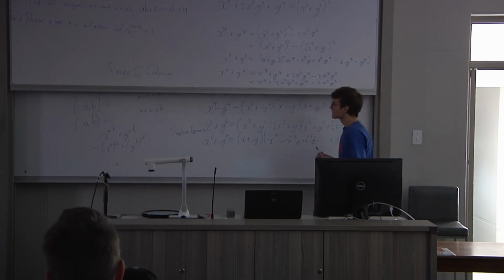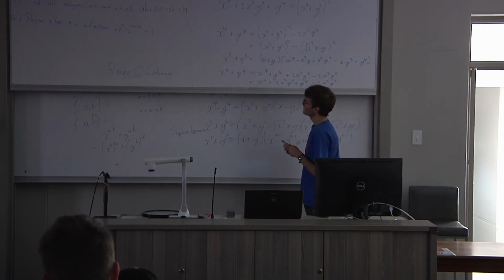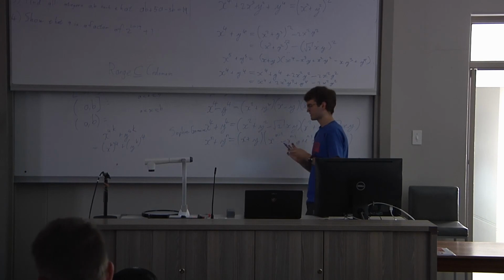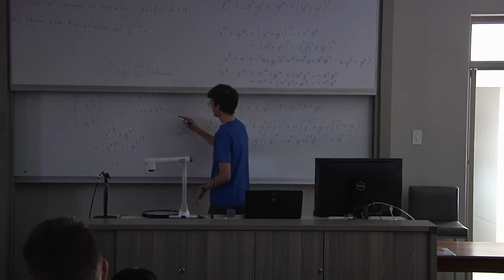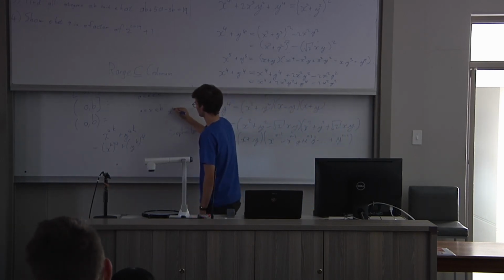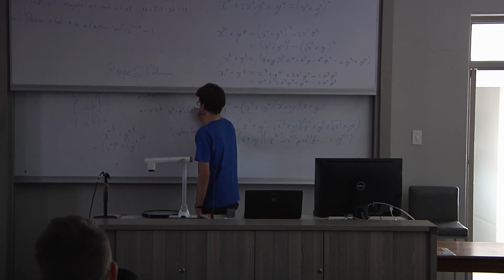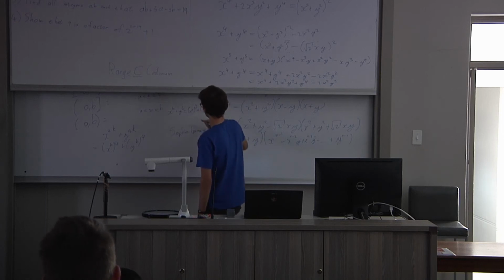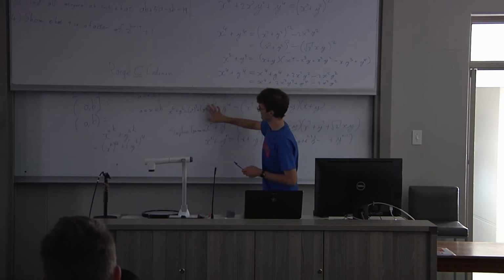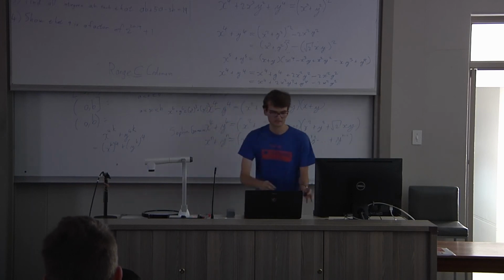Okay. So also you can do x to the 6 plus y to the 6, because, well, x to the 6 plus y to the 6 is x squared cubed plus y squared cubed. This is a mess, but let me write it.